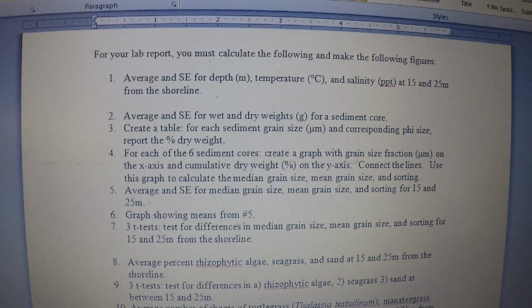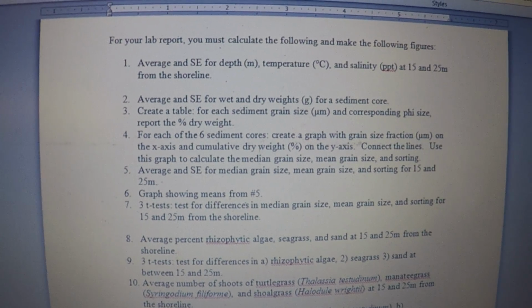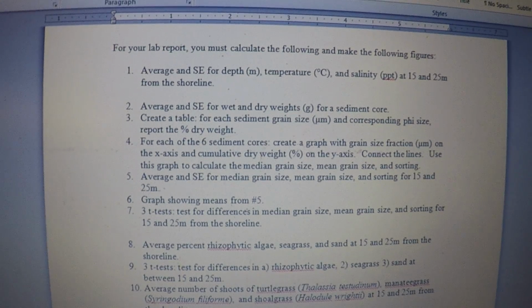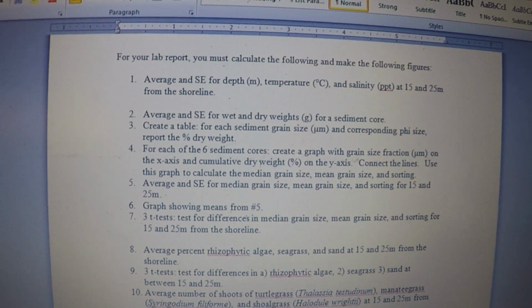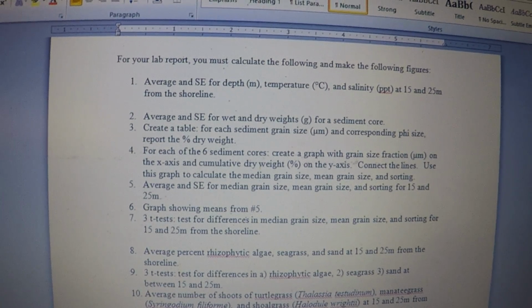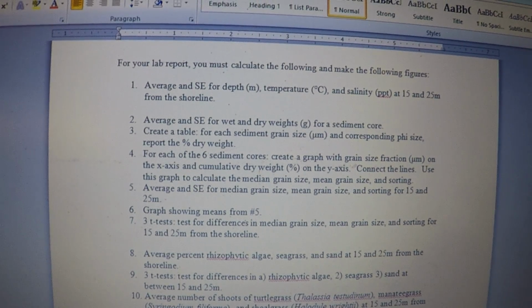And then you're going to have to come up with the average and standard error for wet and dry weights for the sediment core. And then you're going to create a table.